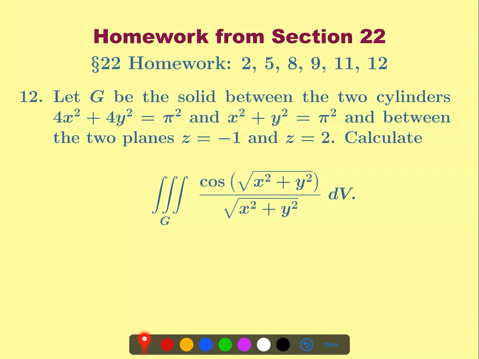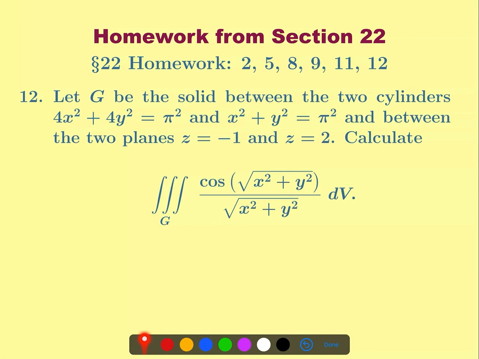So this is the inner cylinder. This is the outer cylinder. So when we set this up in the xy plane, again, we just have these two concentric circles, a smaller circle and a bigger circle around it. And we're going all the way around the origin here. So theta is going to go from 0 to 2 pi.